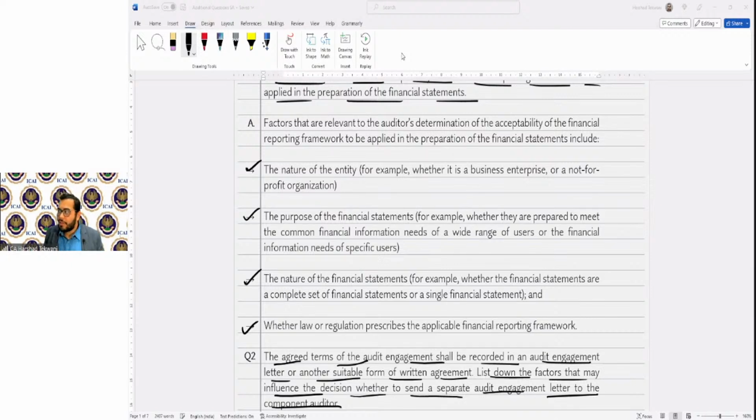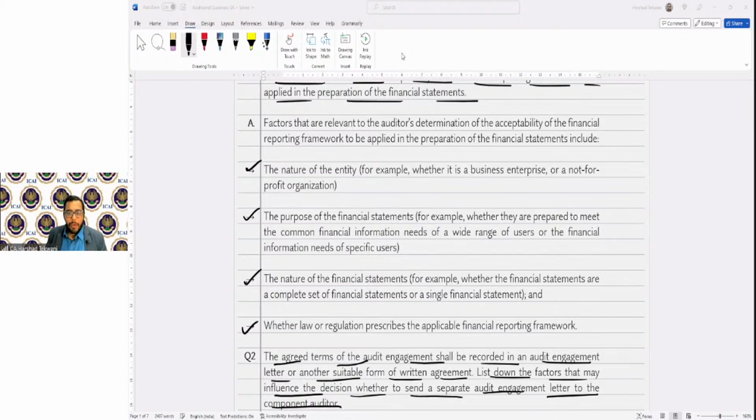Okay, so now with respect to the component auditor, we need to understand what are the things that are essential. First of all, before deciding whether a separate audit engagement letter is required for the component auditor or not, you need to understand who is appointing that particular component. Whether the entity is appointing or whether the principal auditor is appointing. Number two, whether a separate audit report is required to be issued by the component auditor, or it's just a group reporting internal memo that will be shared with the principal auditor, and that will do.